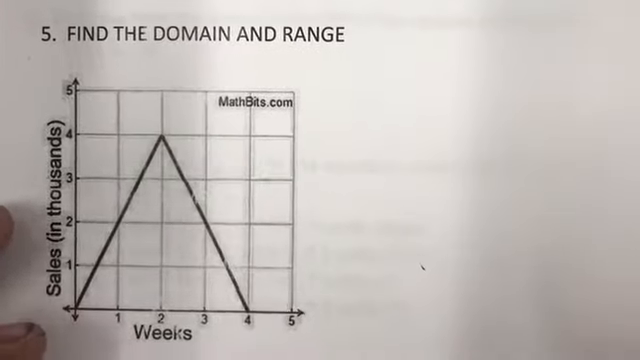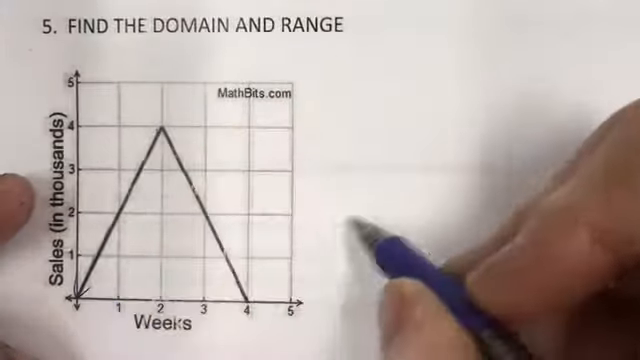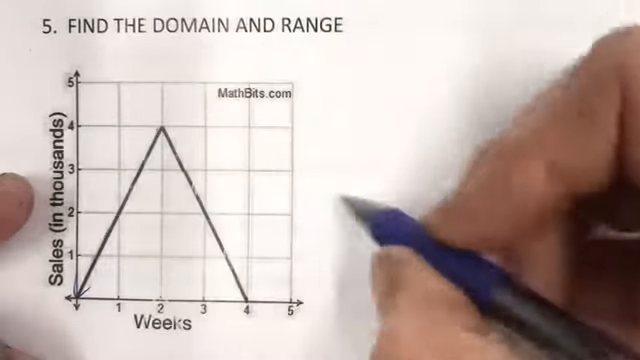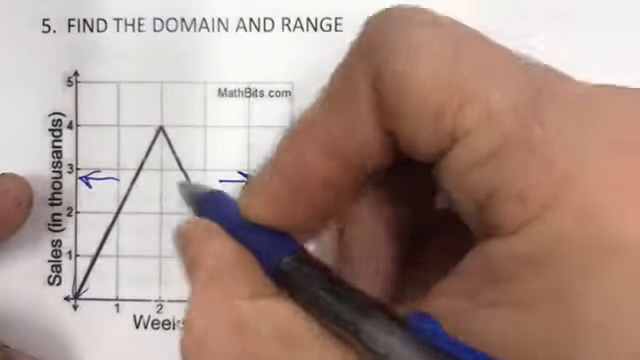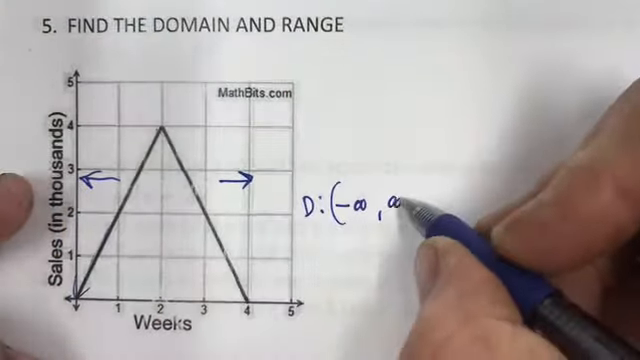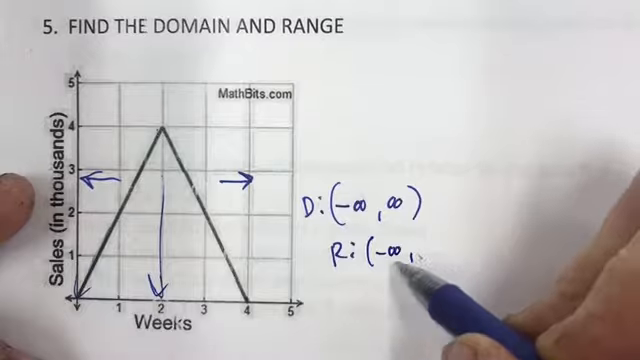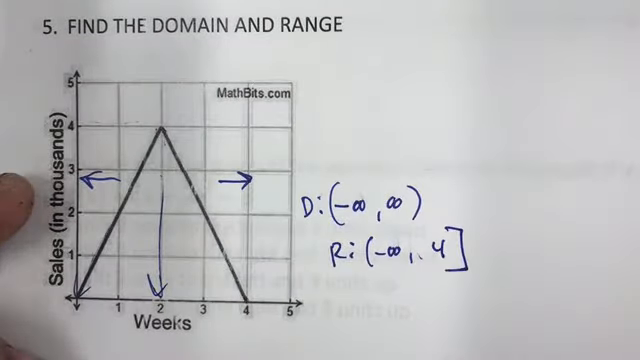Same thing here, find the domain and range. Well, as this thing goes to the left here, it's going down to the left forever. So negative infinity, it goes to the left forever, and it goes to the right forever, because as it goes down, it's going to the right. So there's my domain. My range, the furthest down it goes down forever, but it goes up to 4, and we do include it. Okay.